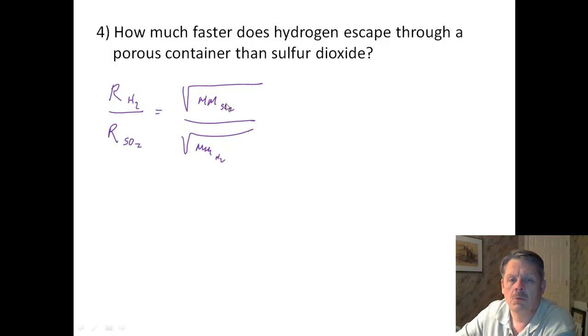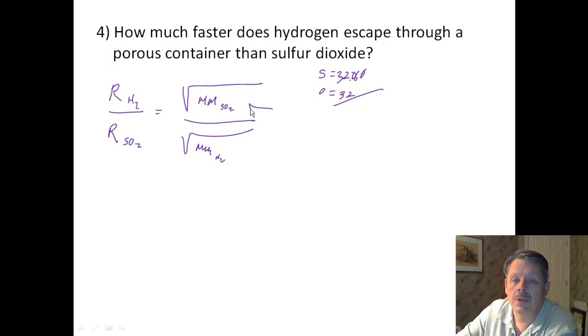Okay, well, what's the molar mass of sulfur dioxide? Well, sulfur is 32.066, and oxygen, there are 2 of them, so that's 32. So my molar mass is going to be 64.06. So the number going in here is 64.06. The number going in here for the molar mass of hydrogen, we just calculated in our last problem, which is 2.016. So we take the square root of the top, divide by the square root of the bottom.